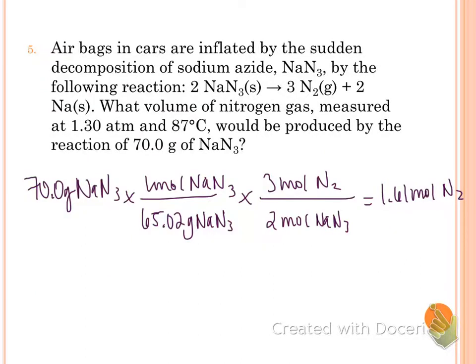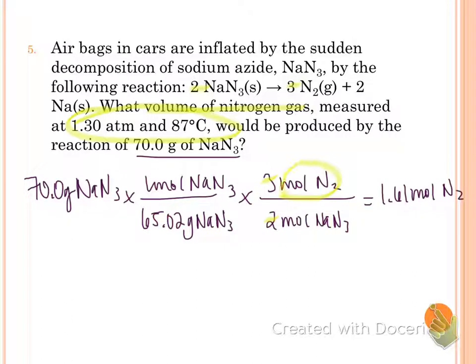Okay, so we're starting with that given. As always, it's grams. We're switching between two chemicals, so we have to get to moles first. Then once we're in moles, we're using our mole to mole ratio from the balanced chemical equation. Well, it asks us for the volume of nitrogen gas, and we are not at STP. So once I get to moles of nitrogen gas, to find its volume, I have to use PV equals nRT since we are not at STP.